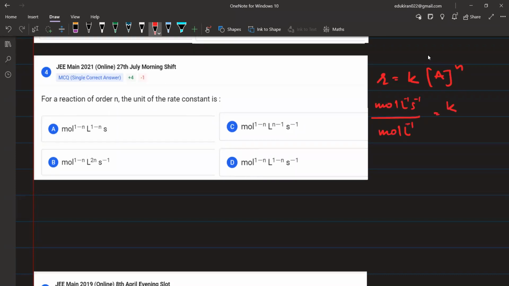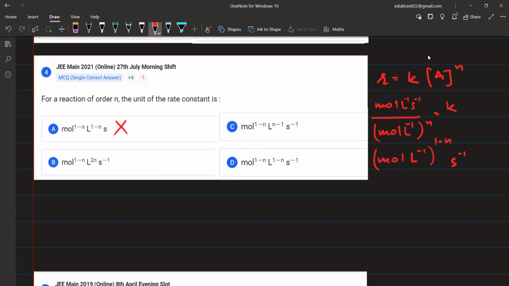So here we have -1. I can write this as mole to the power N. So I can write moles liter inverse. Here we have power 1, and in the denominator we have N, so it will be -N second inverse. So second inverse should be there. That means this option can never be correct.